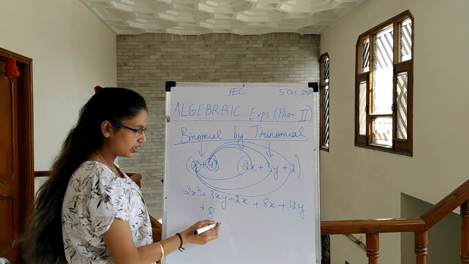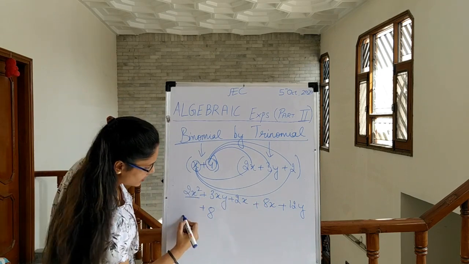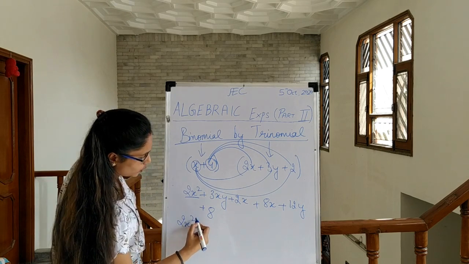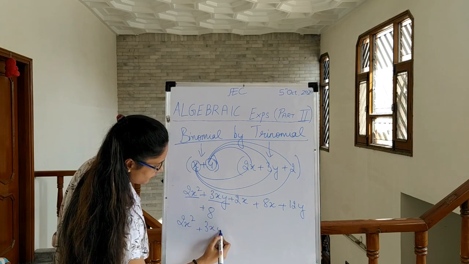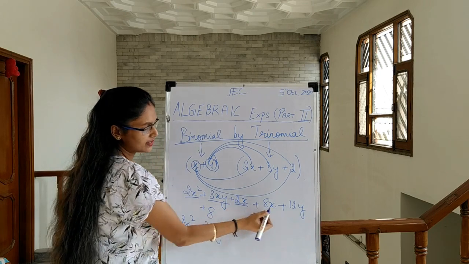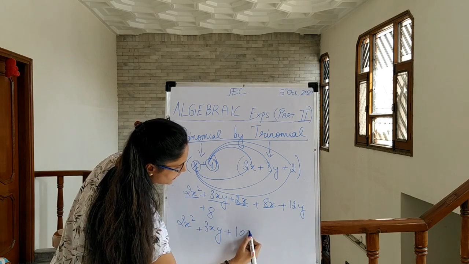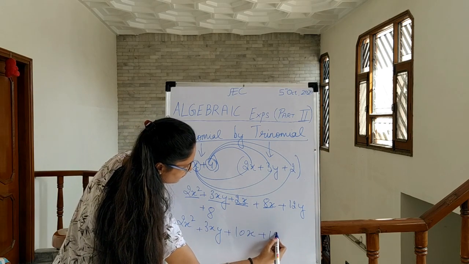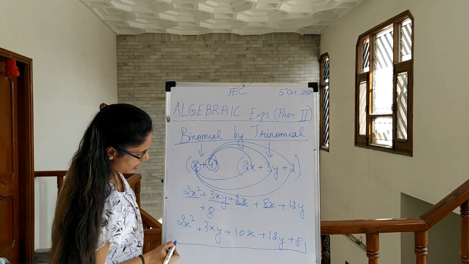Now the next step would be to add the like terms. Here we have only 1 2x square, so our answer would be 2x square plus 3xy. Now here I have 2x and 8x, which are like terms. So I will add these two like terms, and then 12y plus 8. So this is my answer.